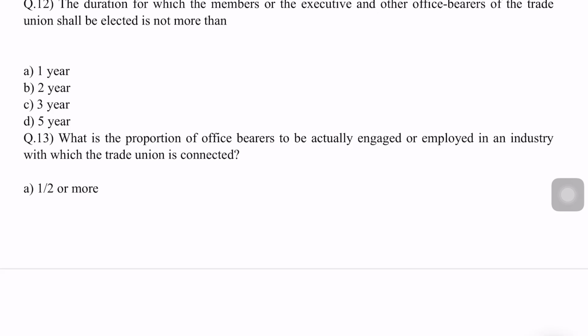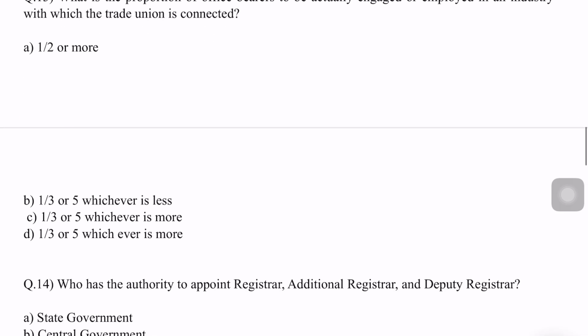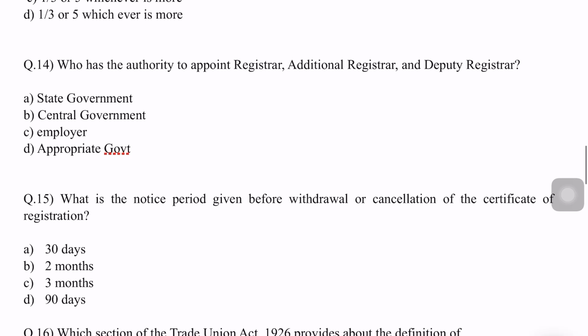Next question, what is the proportion of office bearers to be actually engaged or employed in an industry with which the trade union is connected? It is half or more, 1/2 or more, that is option A. Next question, who has the authority to appoint registrar, additional registrar and deputy registrar? Of course, central government, that is option B.